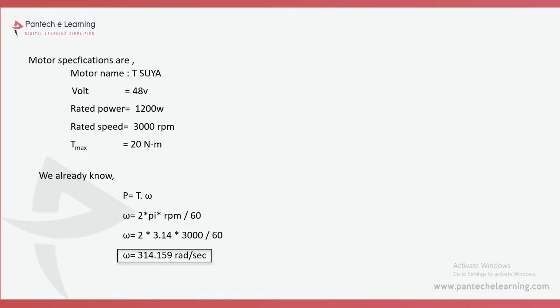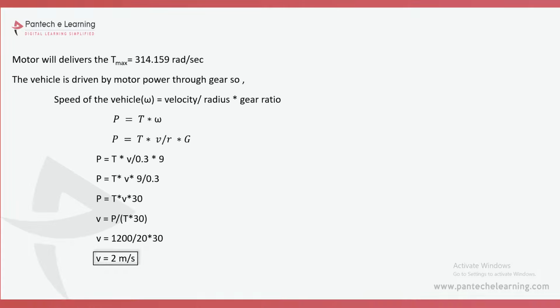P equals T into omega, so omega equals 2 pi N divided by 60, where N is nothing but RPM. Divided by 60, so we find the per second value. So 314 is the maximum value produced by your motor. The motor delivers maximum speed of 314.519 radian per second. Now the vehicle is driven by the motor by using a gear.